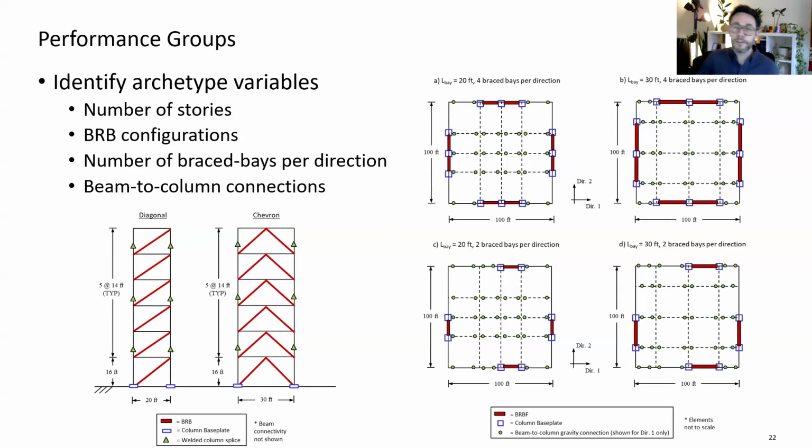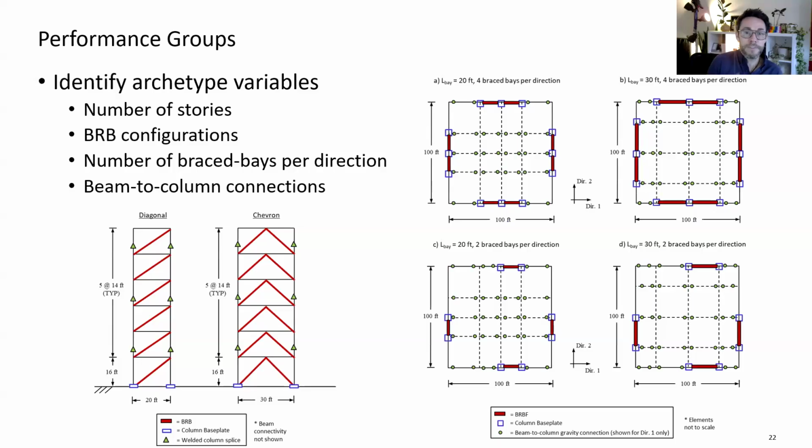So our first step, as you might remember, is to develop performance groups. So remember, the goal here is to create bins that represent distinct structural behavior within the archetype space. And then, this allows us to average results across archetypes that have similar behavior.